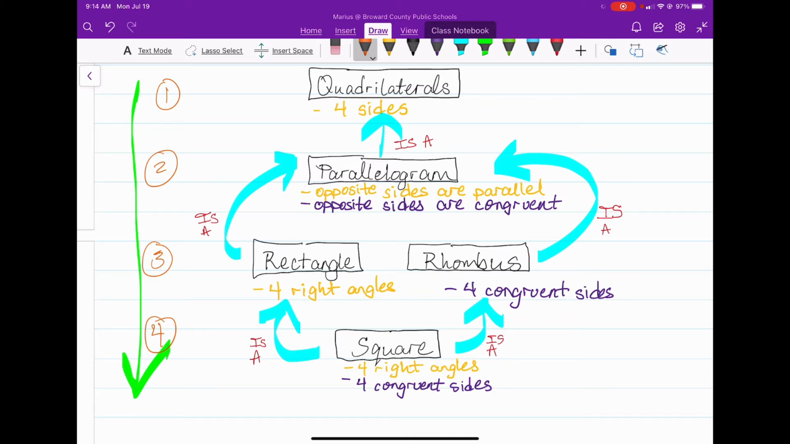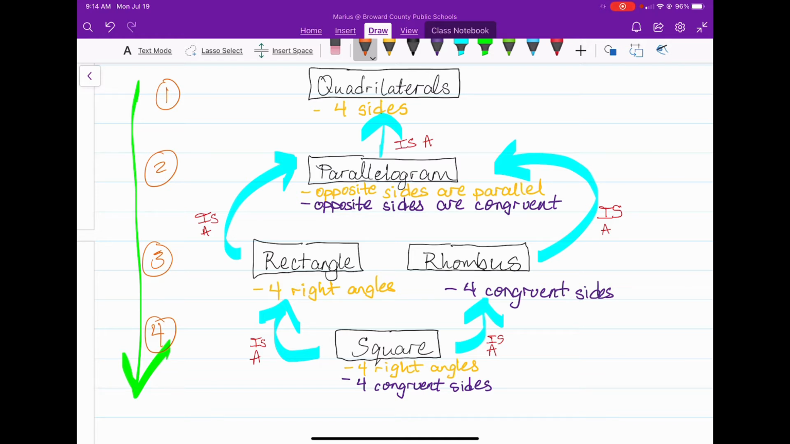Okay, so first of all, you need to know that quadrilaterals just means that it's a shape, a polygon that has four sides. Okay, a figure with four sides. So if you see any figure that has four sides, you can call it a quadrilateral. Right. Next, after that is a parallelogram, a more specific type of quadrilateral.